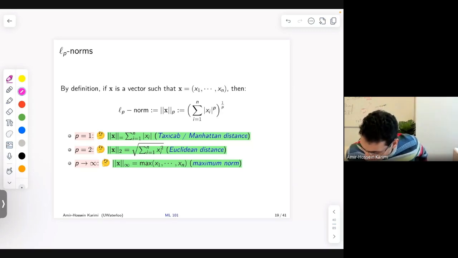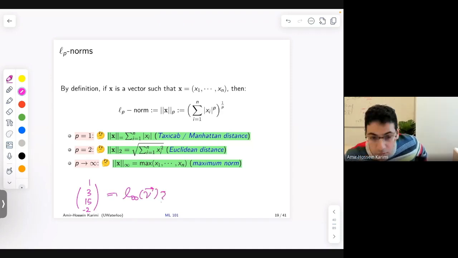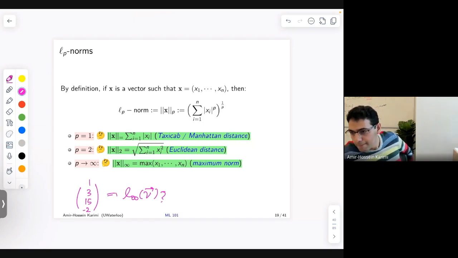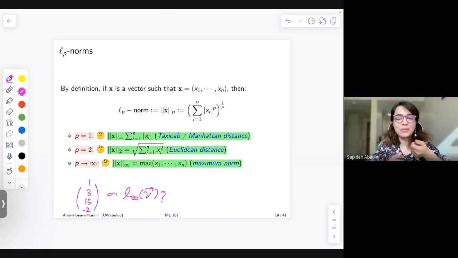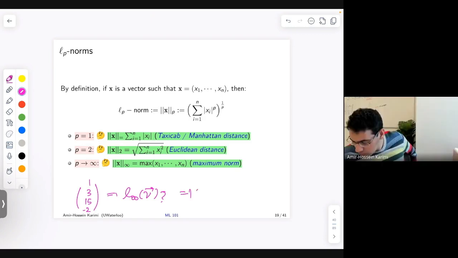So if I have a vector that is something like 1, 3, 15, 2, -2, what is the L infinity of this vector? Yes, Sepideh? We should calculate the max. I mean, the maximum is here, 15. Right. So in this case, this would equal 15.